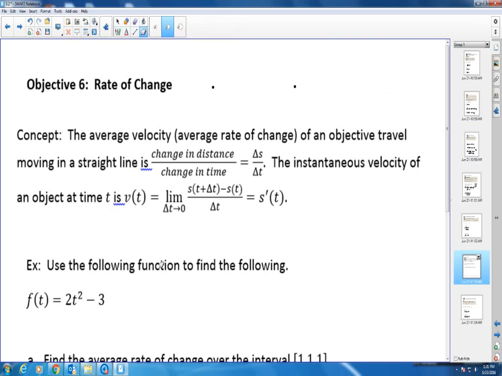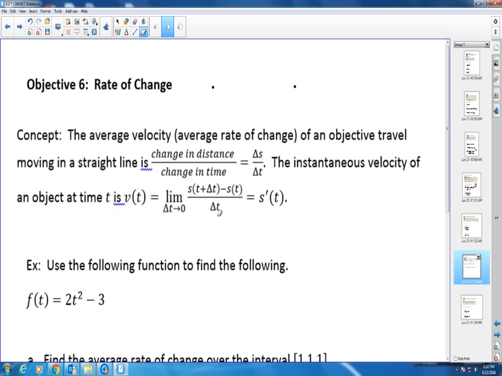Now the instantaneous velocity is a little bit different. The instantaneous velocity of an object at any given time, I will use the notation v of t, is actually the limit of the change in distance over the change in time as delta t approaches zero. So basically the instantaneous velocity is the limit of the average velocity. And the top part here is called a position function.